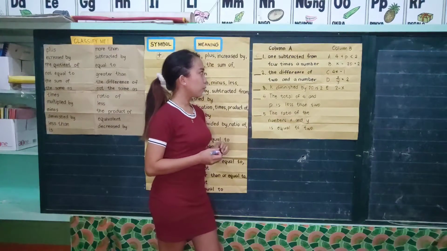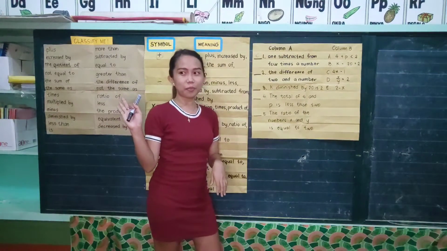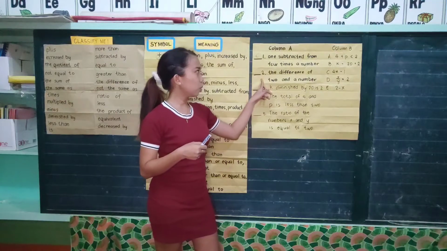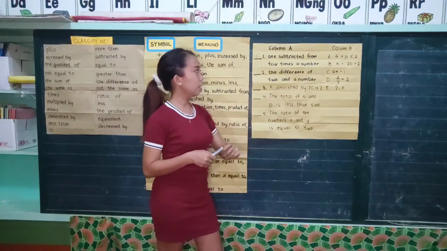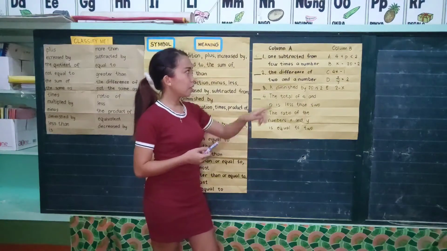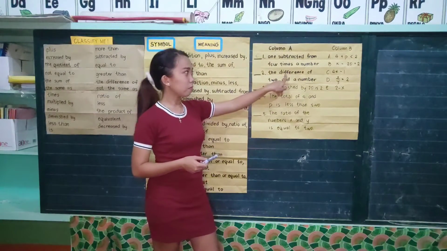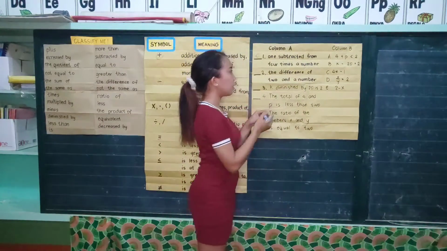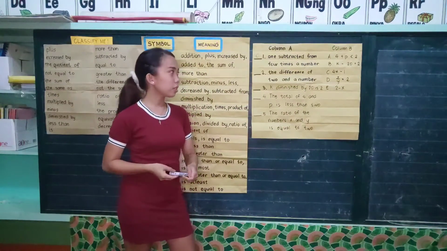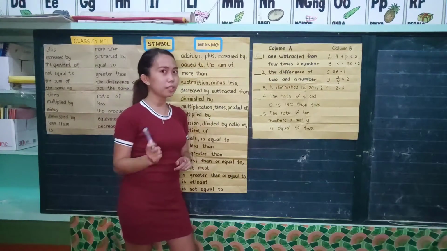How about number 2? Alright, so what's your answer for number 2? The difference of 2 and a number. Is it A, B, D, or E? What's your answer? So we have the word difference. So when we say difference, what operation will be used here? Is it addition or subtraction?